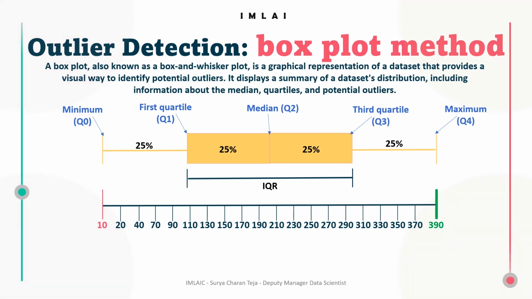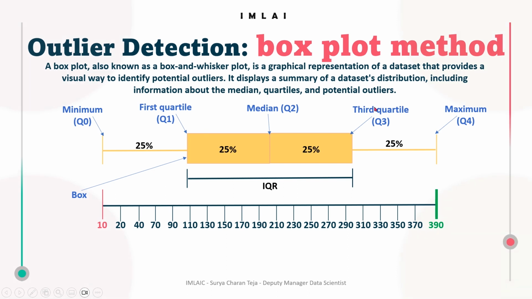Quartile 0 is the value below which 0% of data points fall, whereas the maximum, or quartile 4, is the value below which 100% of data points fall. So quartile 0 is the minimum value and quartile 4 is the maximum value. In between we have quartile 1, quartile 2, and quartile 3, and quartile 3 minus quartile 1 is called the interquartile range.